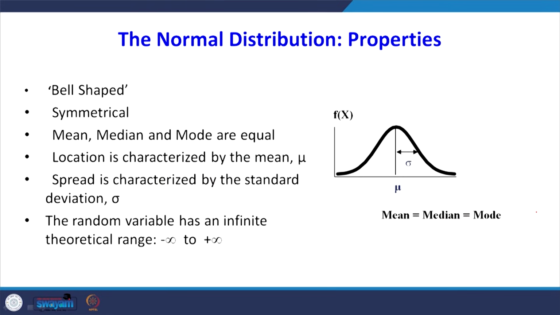Next we are entering into a very important distribution, that is the normal distribution. The normal distribution is, we can say, the father of all the distributions, because if some phenomenon is happening and you are not aware of its distribution, you can assume that it follows a normal distribution. The normal distribution is bell shaped and symmetrical; mean, median and mode are equal. The location of the normal distribution is characterized by mu, and the spread is characterized by sigma. The random variable has an infinite theoretical range, that is minus infinity to plus infinity.